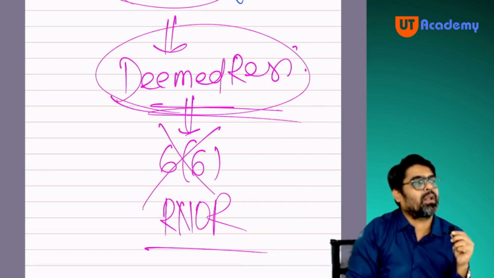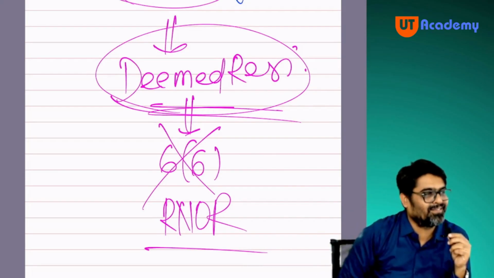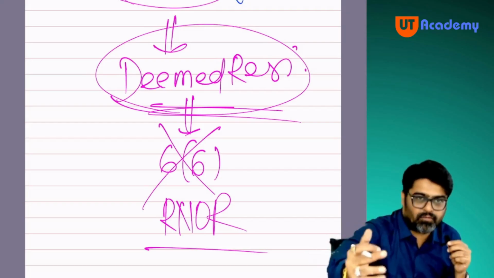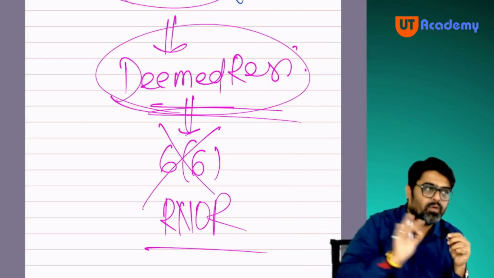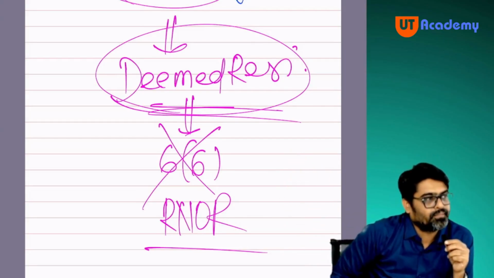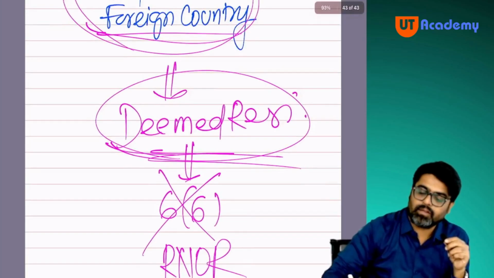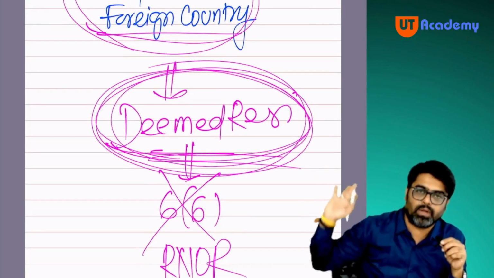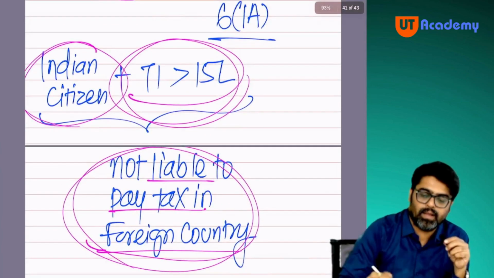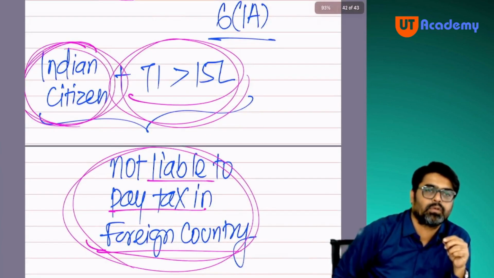That is possible only if we make you RNOR. And to make you RNOR, we'll have to deem you as a resident. We'll not allow you to become a non-resident. We'll deem you as a resident, and without you following the additional condition, we'll make you RNOR. But this way, deemed resident, who can be made a deemed resident in India? Any individual or only Indian citizens?